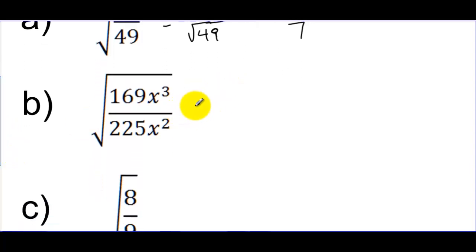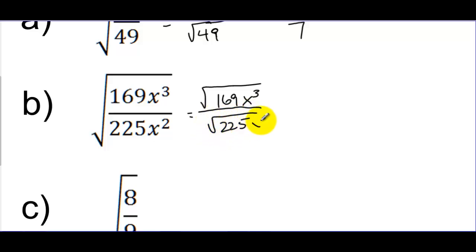So for the next example, let's separately do the square root of 169 x cubed and the square root of 225 x squared. And then we're going to treat these like separate problems. So I'm going to separately do the square root of 169, and then the square root of x to the third. Remember, whenever we have an odd exponent, we're going to break off that extra x in this case that's making it odd. So I'm going to say this is x squared times x.